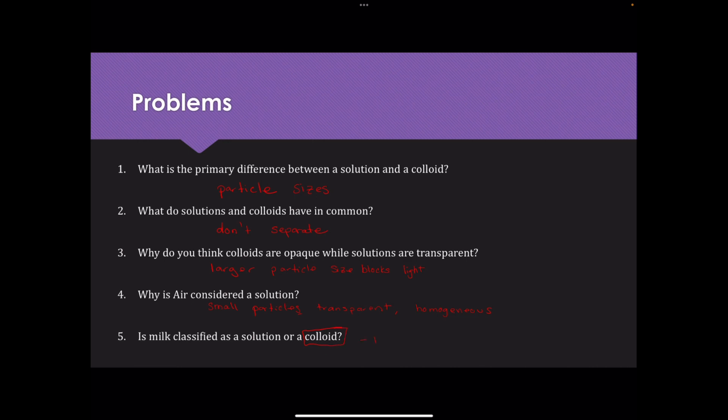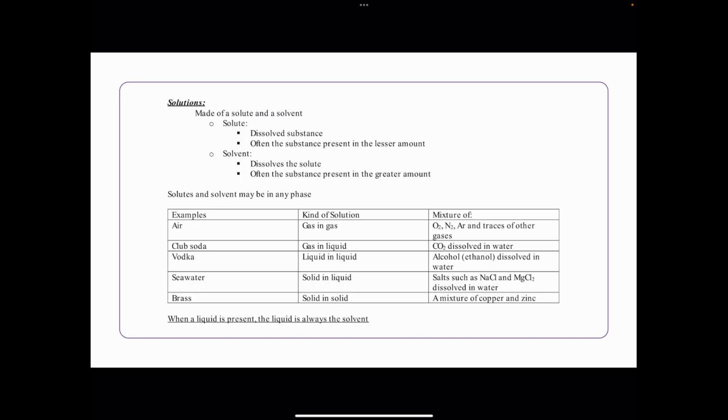It's going to consist of large protein particles dispersed amongst water. So we've got our large milk proteins dispersed amongst water, creating that uniform mixture, but we've got the large particles that are blocking the light, making that milk white or opaque. So just some generalizations of solutions.